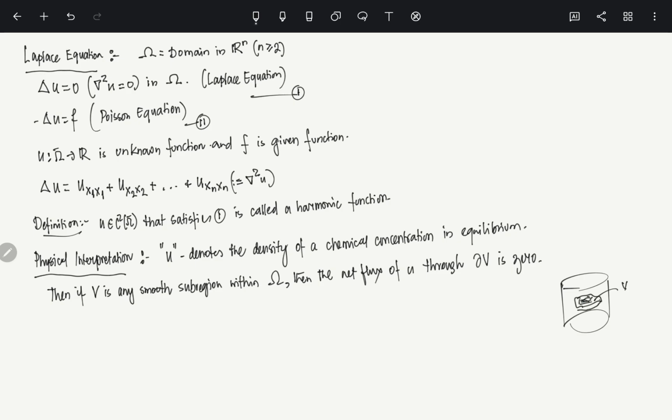Okay, so now the point is this. If you look at the boundary of V, is there any change in the density across the boundary? No, right? Because it's in chemical equilibrium. So what that mathematically says is that over the boundary del V, if you take the integral, basically F dot gamma dS, that is going to be 0. So what does it mean? And what is F? Let me write it down. F is the flux density.